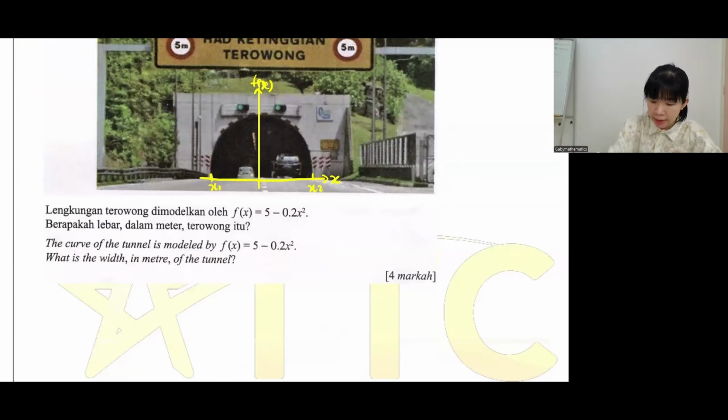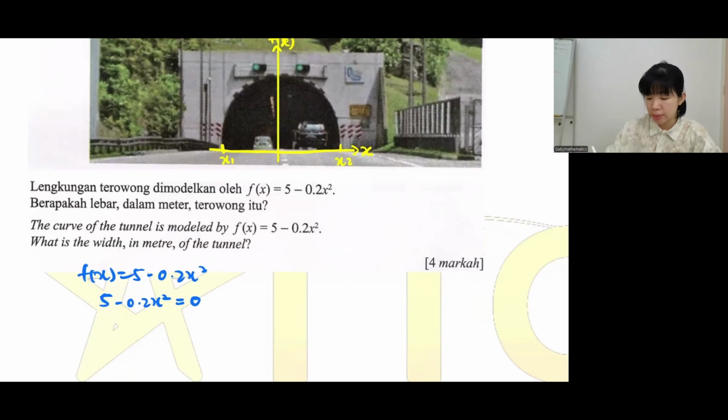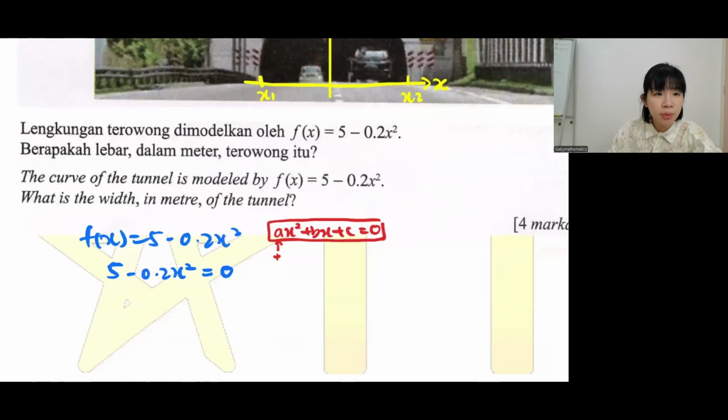Okay, the question given, f(x) = 5 - 0.2x². So we can use calculator to find x1, x2, remember? So this one, 5 - 0.2x² = 0. We arrange it into general form, bentuk am first: ax² + bx + c = 0. Remember this? Now, we always say the a must be positive and the a must be a whole number. Now, at this moment, the a is what? a is in front of x squared, so now it's negative with decimal.